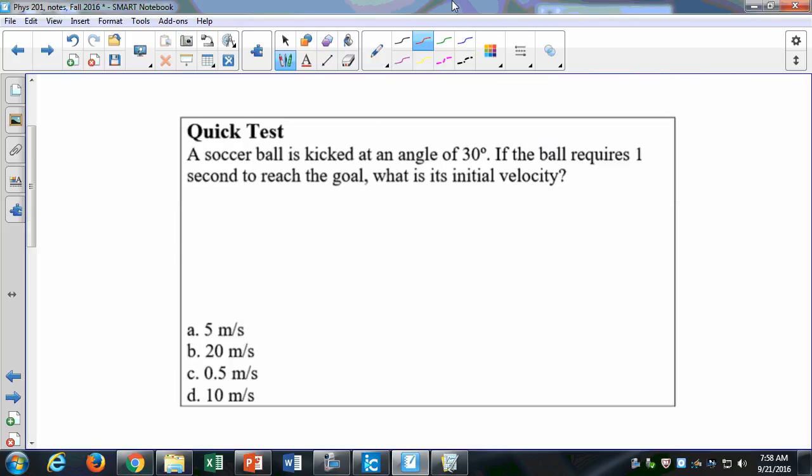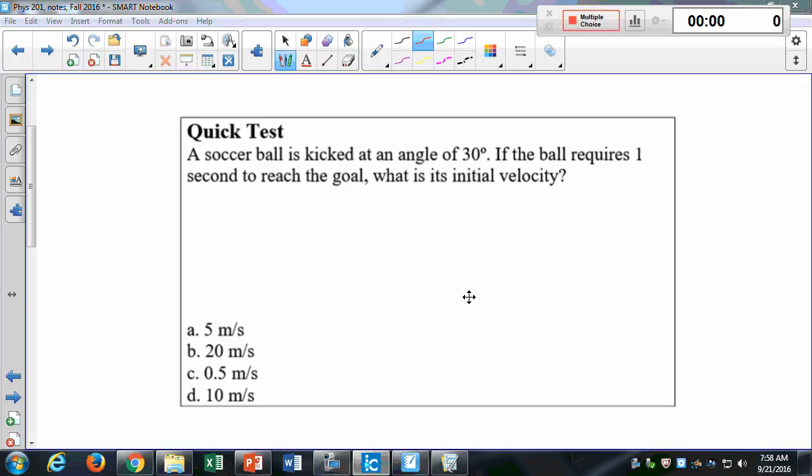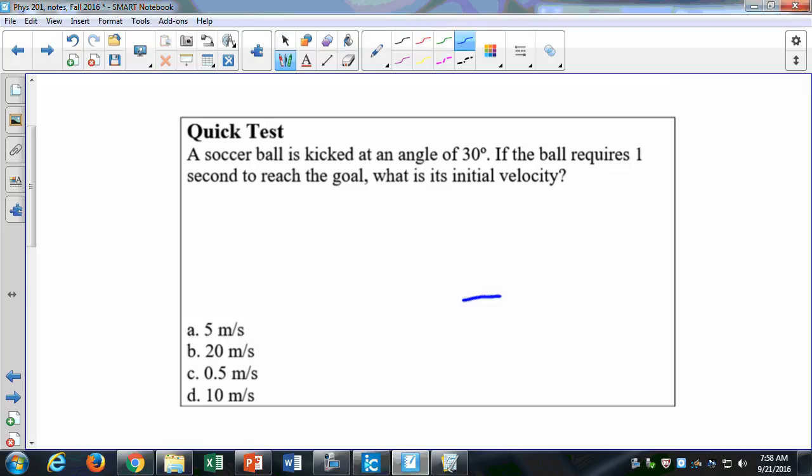Okay, let's try this. A soccer ball is kicked at an angle of 30 degrees. If it requires 1 second to reach the goal, what is its initial velocity? This one's similar, but a little bit different because you have different information given, but you'll still use some of the same ideas. Here I'm looking for the initial velocity.